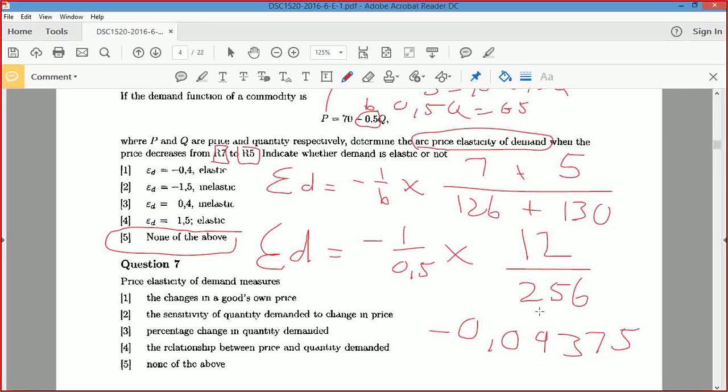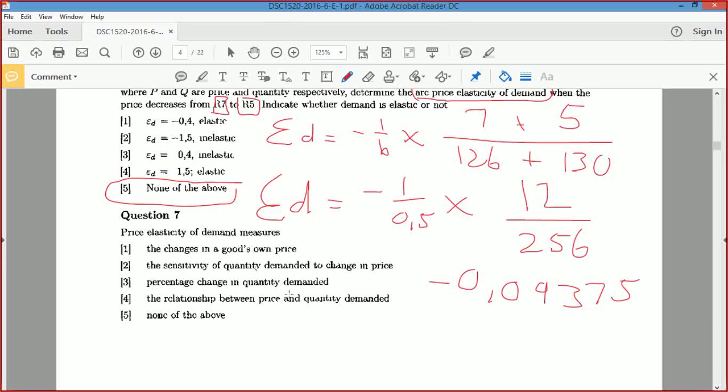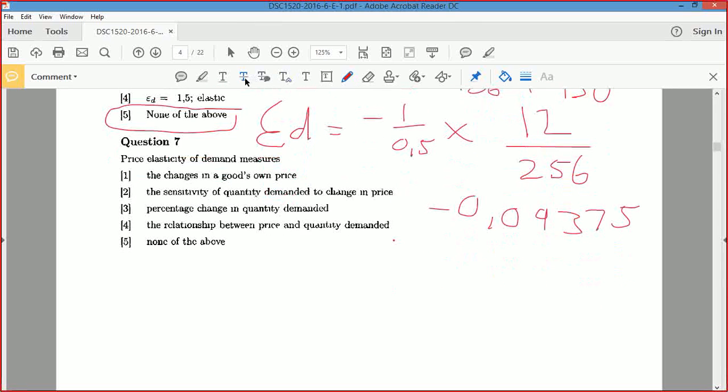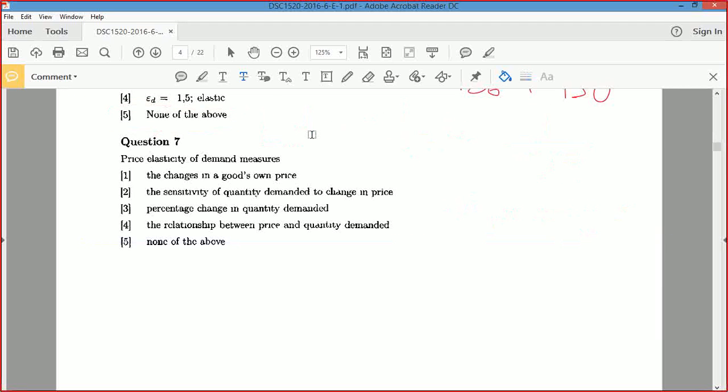Right, 7 is theory. You've probably covered economics, so you can probably choose the right answer already. You can probably give me the answer. What does elasticity mean or refer to? Percentage change in quantity is not that. The relationship between price and quantity demanded, and as above. I honestly can't even remember the changes in goods and price of a quantity's demand change in price.